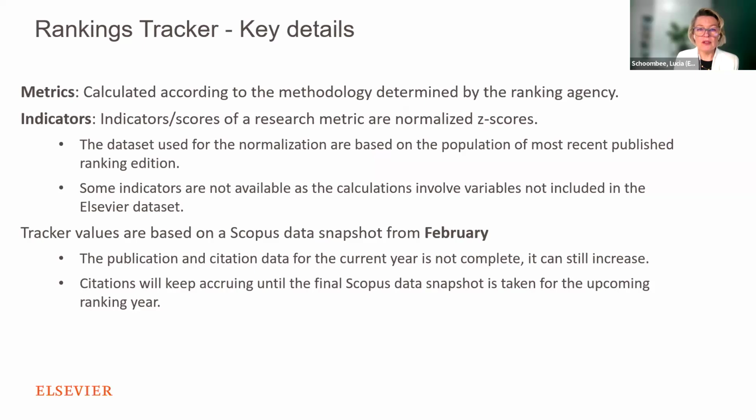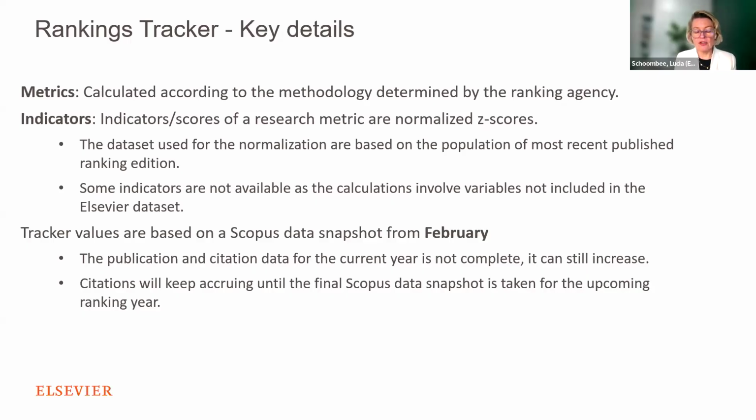The important things to note about the tracker is that it calculates according to the methodology. This is determined by the ranking agency, right? So the methodology doesn't belong to Elsevier. The indicators and the scores of the research metrics are normalized z-scores. The data set used for the normalization is based on the population of the most recent published ranking editions. Also, some indicators are not available as the calculations involve more variables that are not included in the Elsevier dataset. But most of the indicators are actually covered.